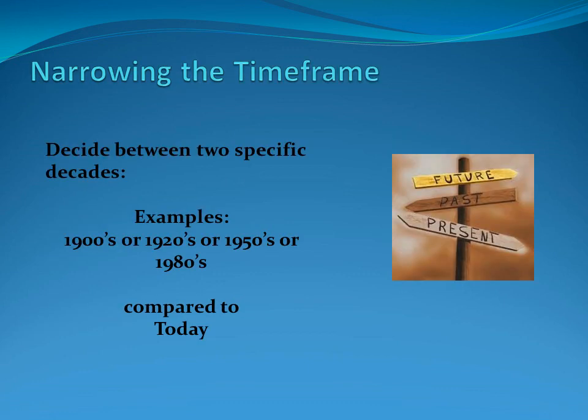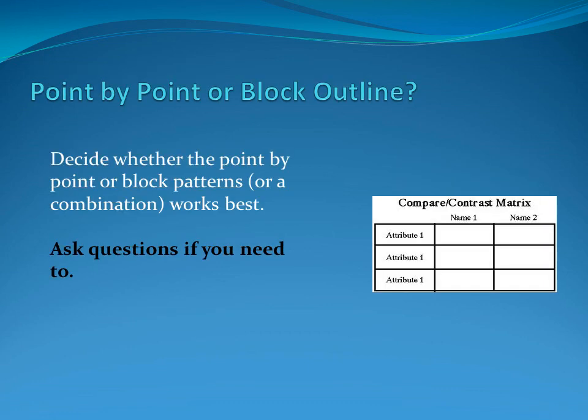You'll find that if you narrow the time frame, you'll have a better essay. You don't want to do a whole decade of cars, for example. Choose 1910, or 1980 fashion. You don't want to do 100 years of it because there's too much. You can't analyze it. And you'll need to make that decision about point by point or the block outline, and we do have a discussion forum on that, so we're working on that this week.